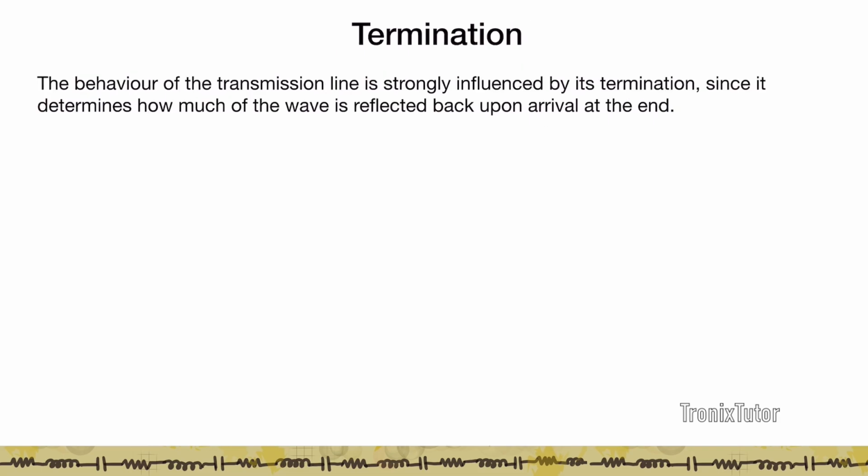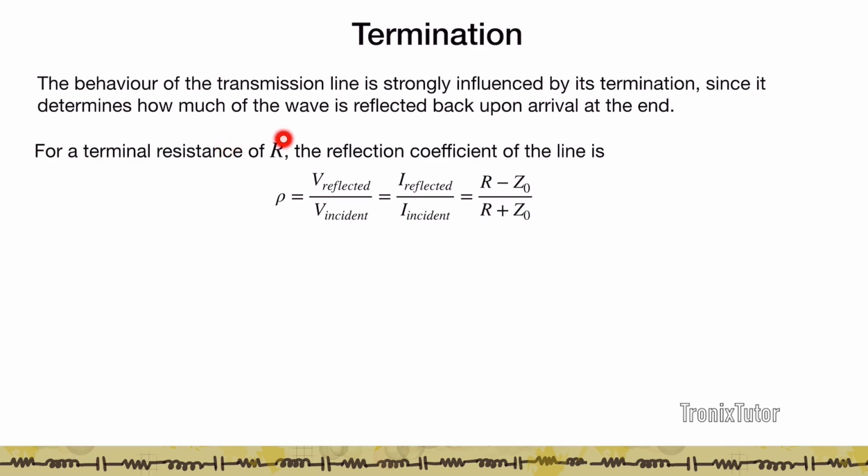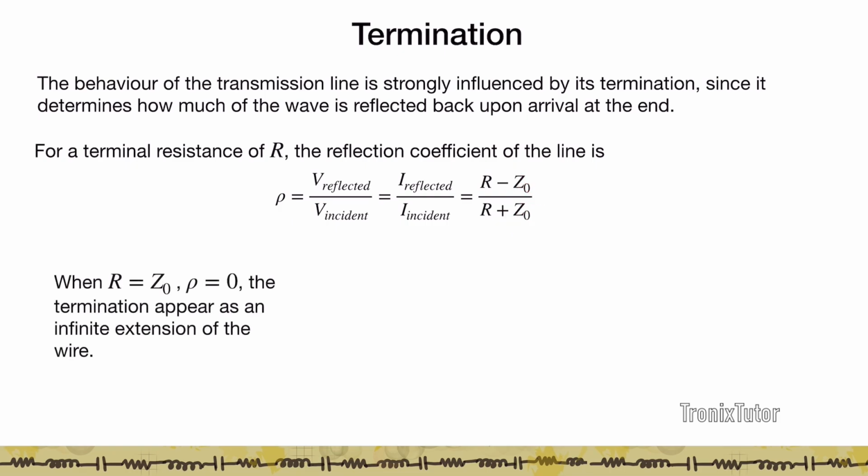Now, in a transmission line, the behavior of the transmission line is strongly influenced by its termination, because now instead of thinking of the signal as a voltage or a current, you're thinking of a signal as a wave that can be reflected back. And so if I think about the terminal resistance as some R, then I can talk about a reflection coefficient, which is nothing but the ratio of the reflected voltage to the incident voltage, which can be given as R minus Z naught upon R plus Z naught. So I can think about three cases.